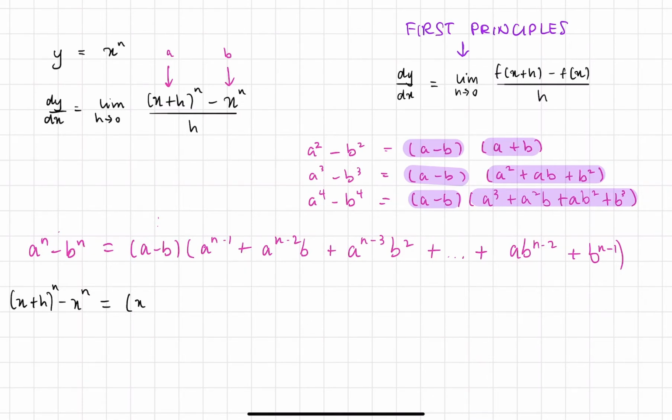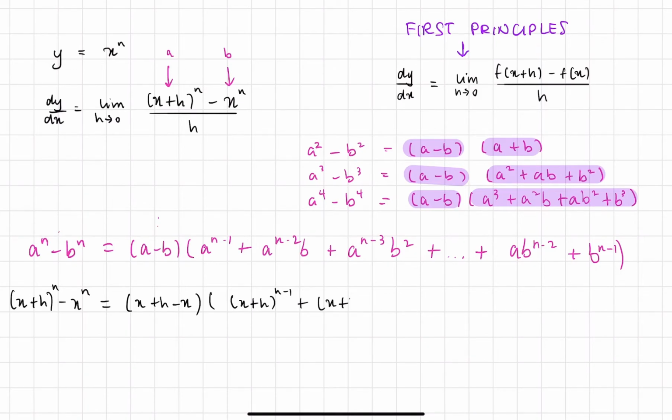We get x plus h minus x. So over here, we're going to write all this out. Now it's going to seem like a lot, but we're going to take our time and just be careful with this. The first one is a to the power of n minus 1.